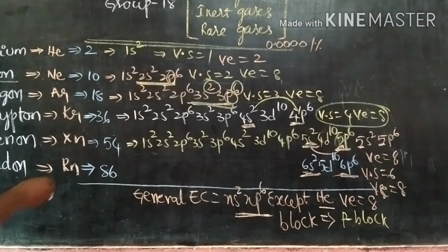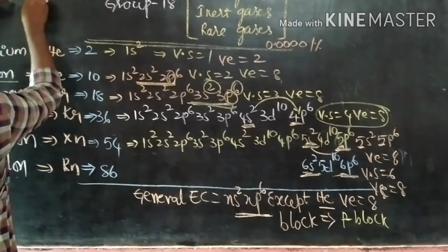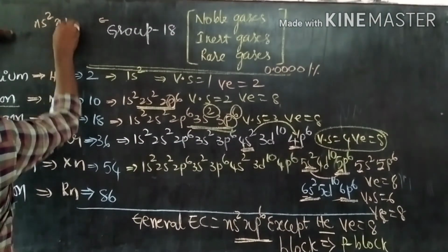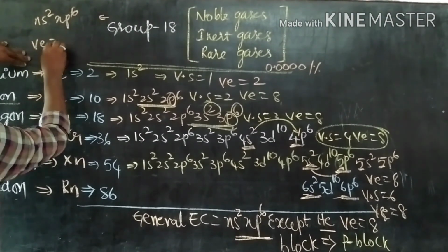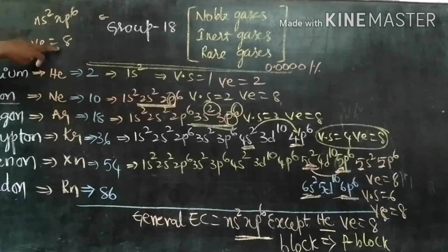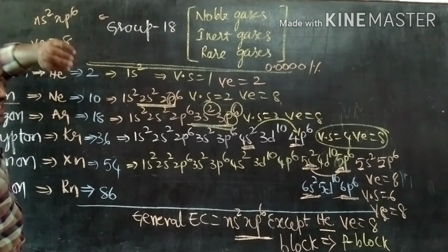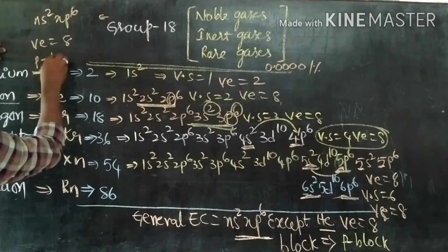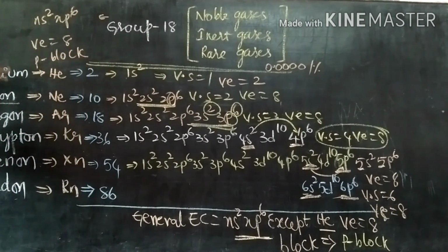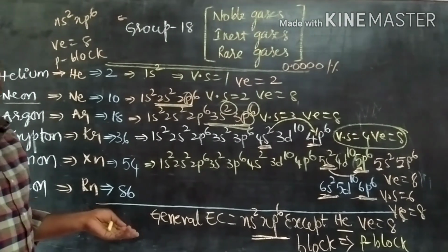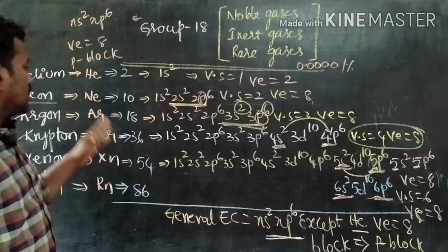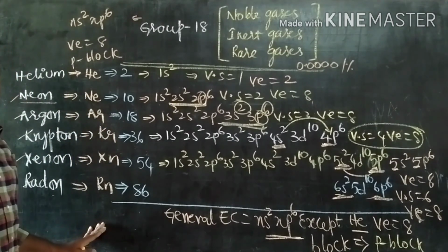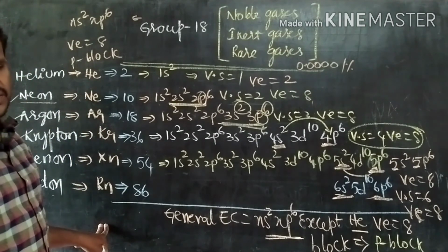Now finally we can conclude group 18 elements. Their general representation is ns2 np6 except helium. Their valency electrons are 8, which is called octet configuration, except helium, and they belong to the p block except helium. Though helium belongs to the s block, we added it in the p block because of the properties similar to the other inert gases. Thank you.